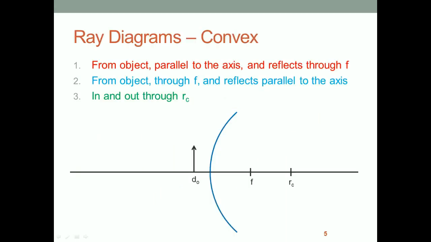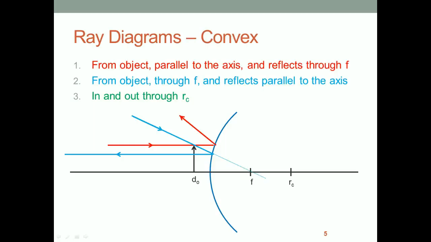For the last ray diagram, we're going to deal with a convex mirror. Recall that convex mirrors only produce one type of image, therefore we only need to do 1 ray diagram. All of them will look the same. Our first ray comes in parallel to the axis and then reflects out through F. So there is a line that has to connect where it hits the mirror to the focal point.